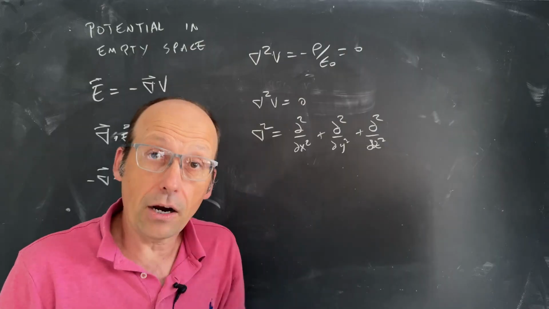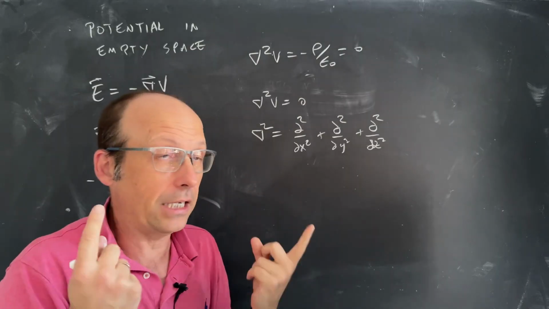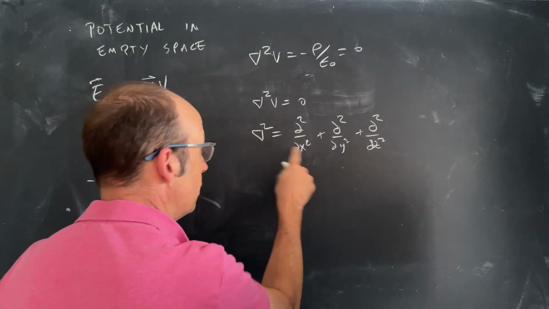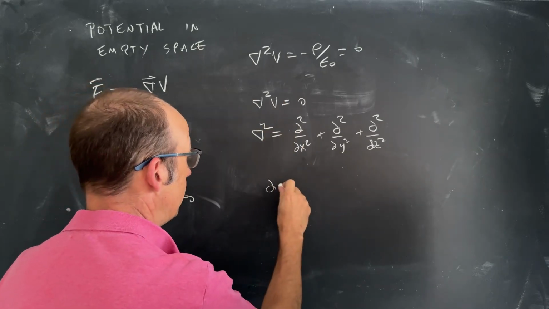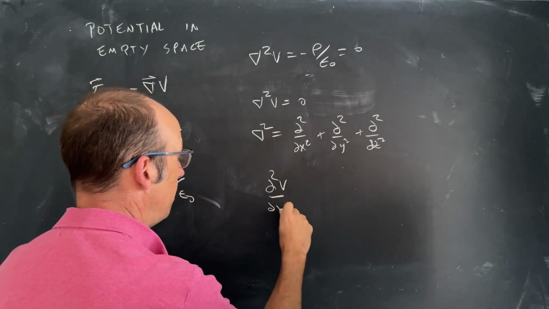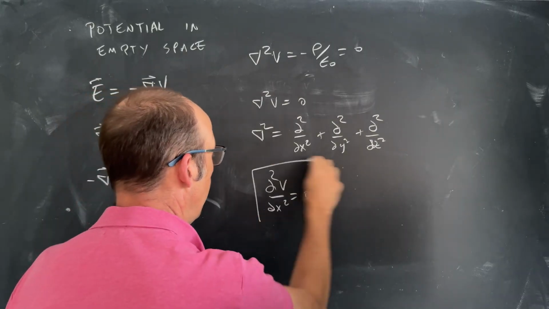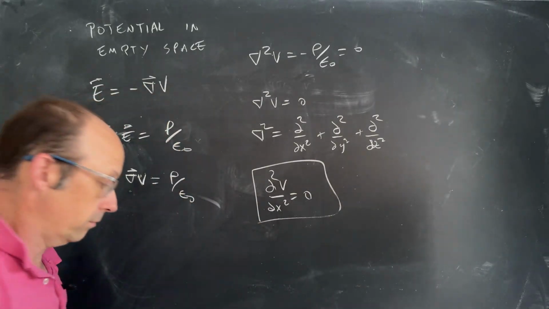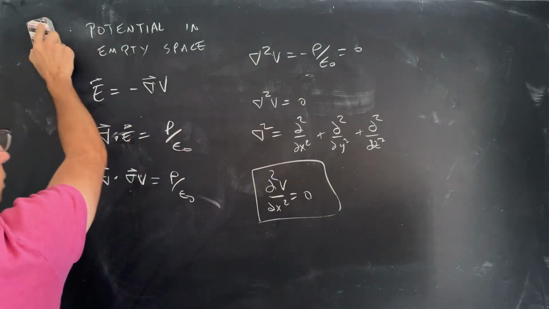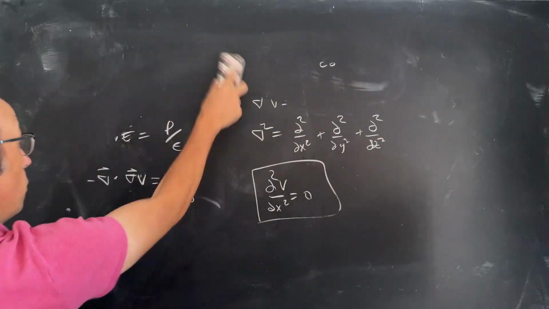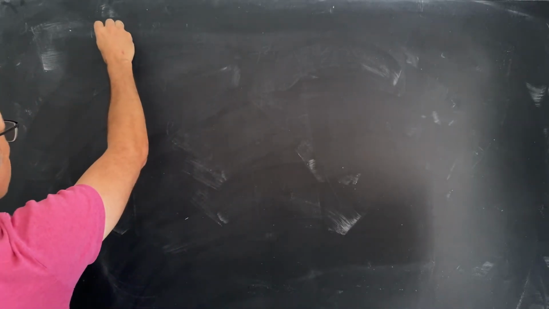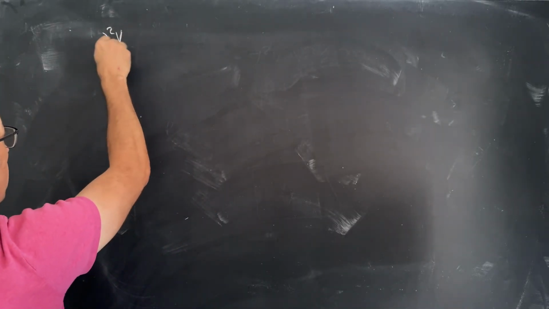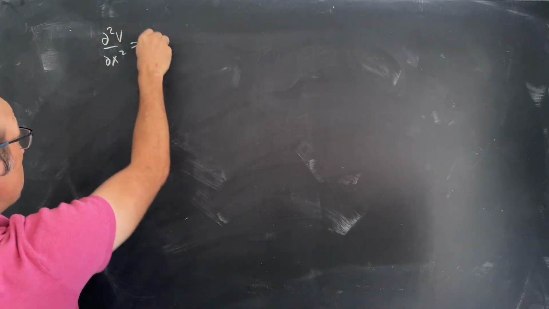Now, imagine that I only have something in one dimension, in the x direction. So this just becomes the second partial with respect to x. So I can write this as the second partial of V with respect to x is equal to 0. And that's the equation we're going to solve. I'm going to do it here, and then in the next video, I'm going to show you how to do this numerically. So we have this: the second partial of V with respect to x is equal to 0.